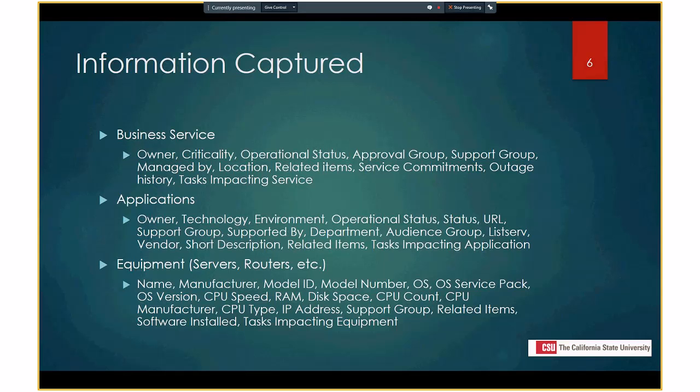It also tells us the CPU count, who the CPU manufacturer is, the type of CPU, the IP address for the box, who is the support group. Again, any related items to that equipment, whether it is dependent on email or any routers that are in there. The software that's been installed on that equipment, and again, any change tasks that may be associated with that server or router.